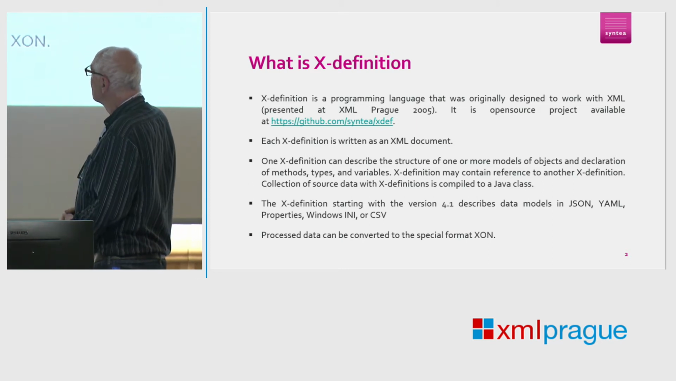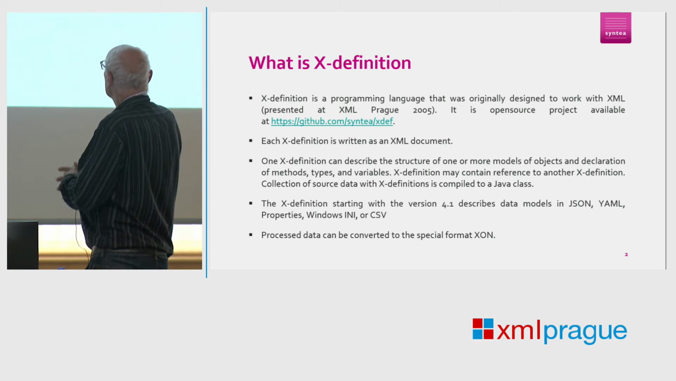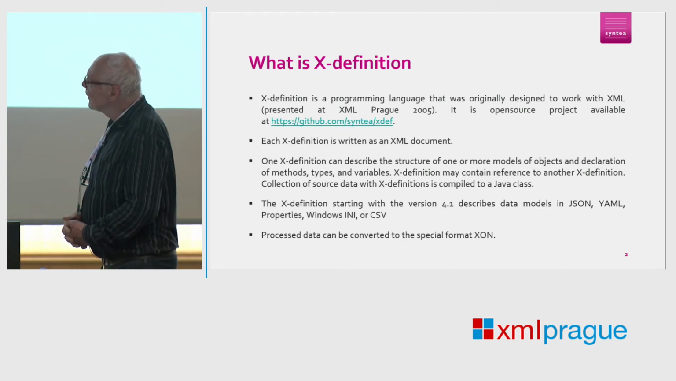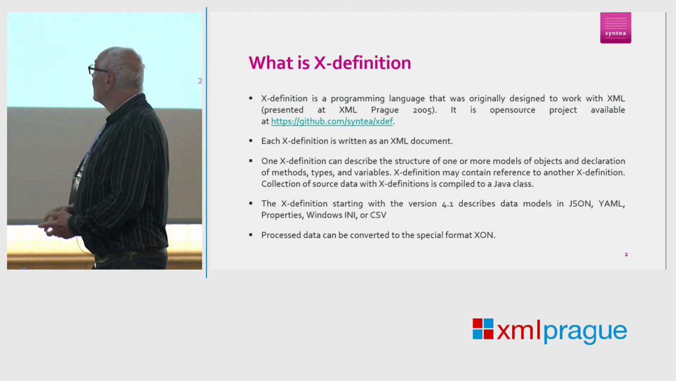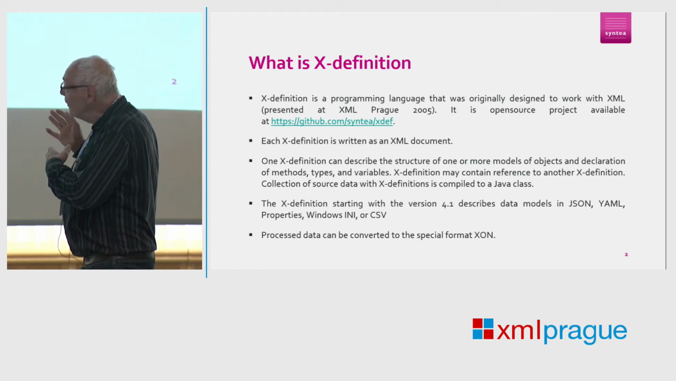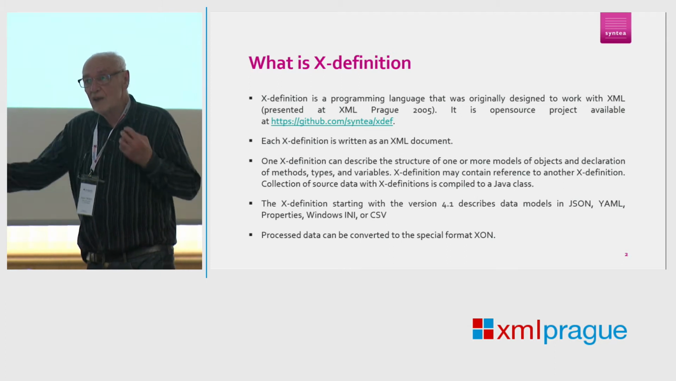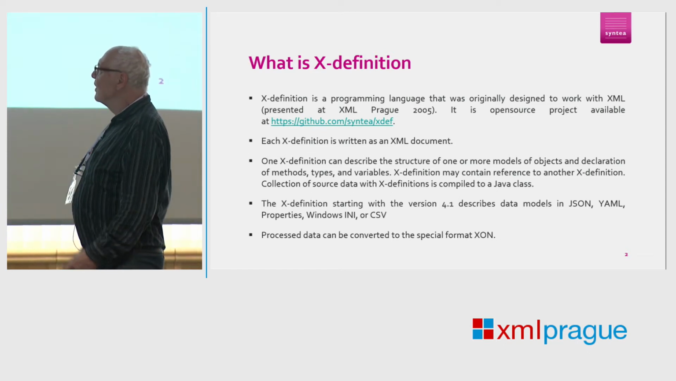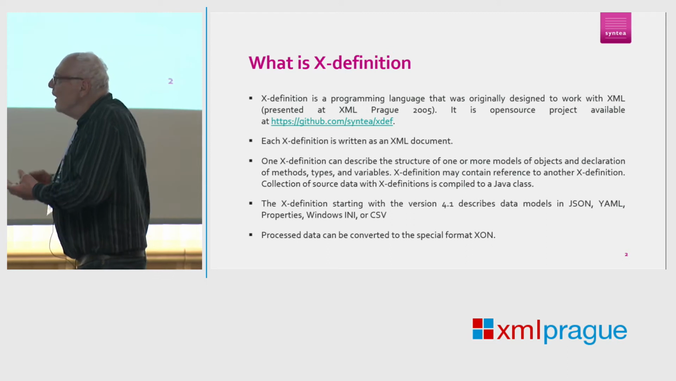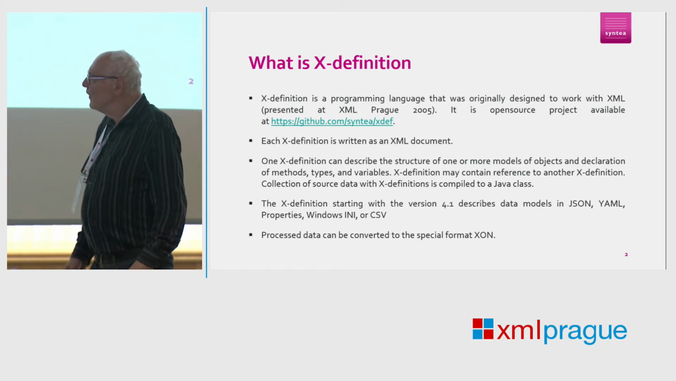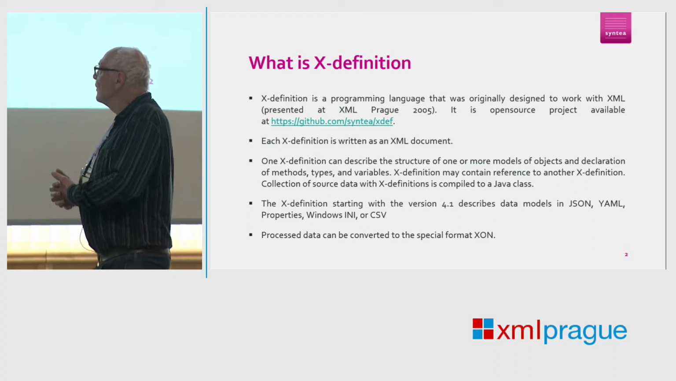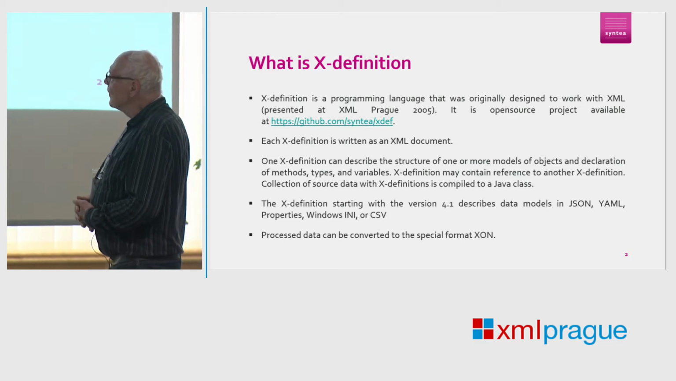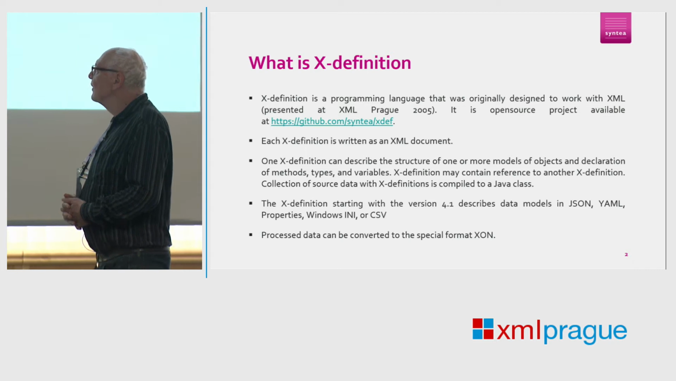One X-definition can describe the structure of one or more models of data objects. And it is possible also to declare some methods, types, and variables. An X-definition may contain a reference to another X-definition, so you can have a set of X-definitions interlinked together. And a collection of X-definitions is compiled to a Java class. It's a compiler. The X-definition starting with version 4.1 describes data models for JSON, YAML, properties, Windows, and CSS.